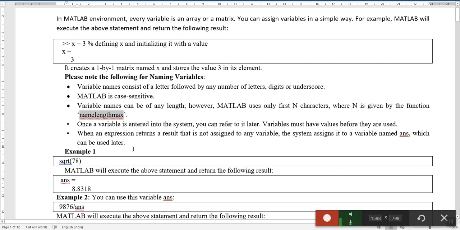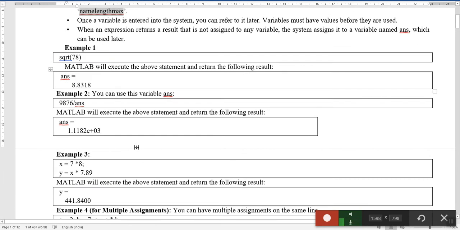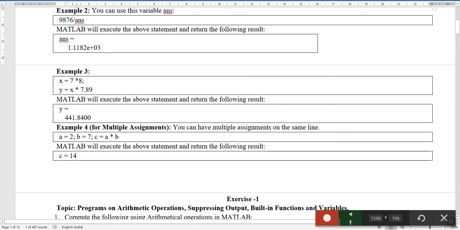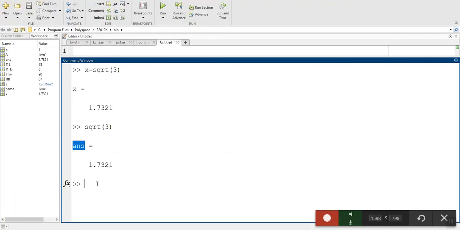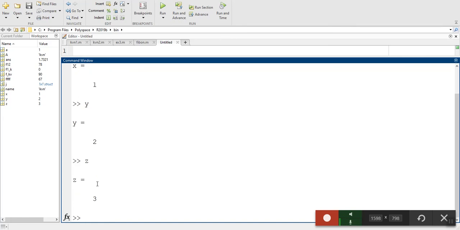Sometimes we can use it, as already discussed, and we can also assign multiple variables. Already we discussed this in our last class. CLC clears the screen. So, x equals 1 semicolon, y equals 2 semicolon, z equals 3 semicolon. It executed, but it does not give any output. Suppose you want x, then type x. Suppose y, okay, y. If you want the z value, type z, and you will get the value.